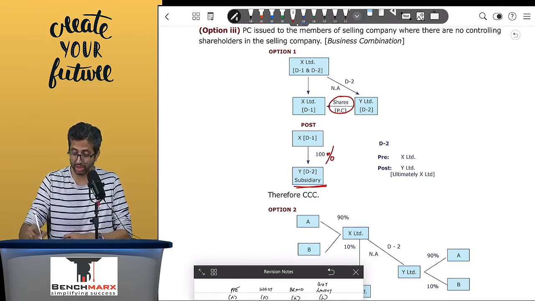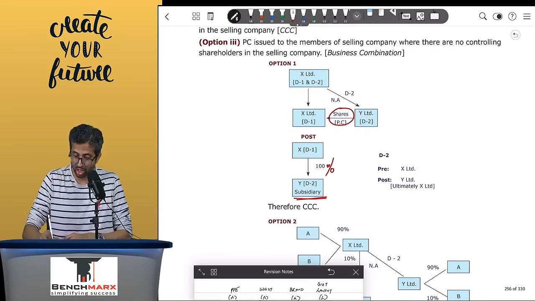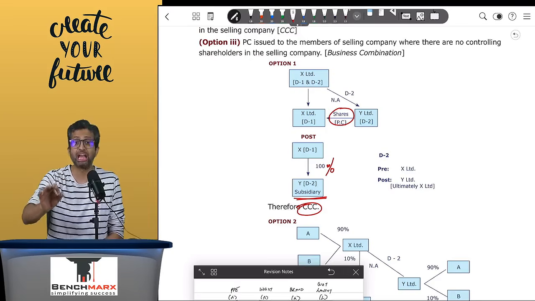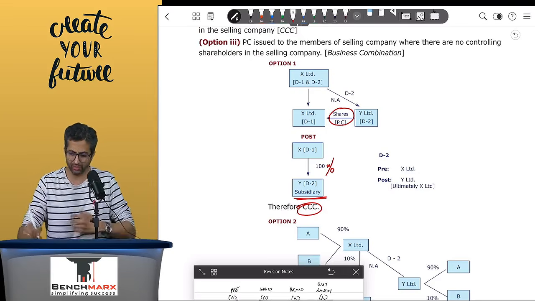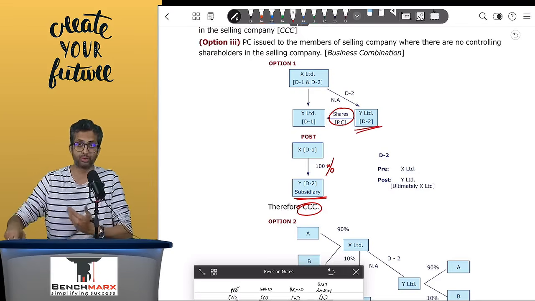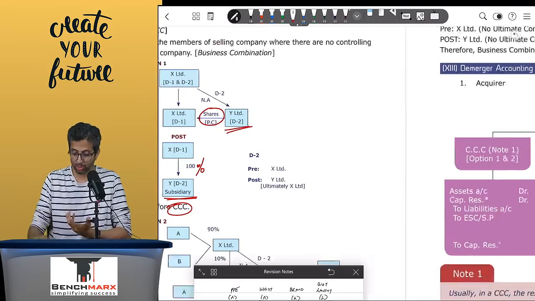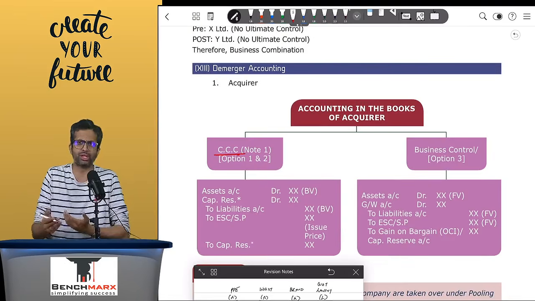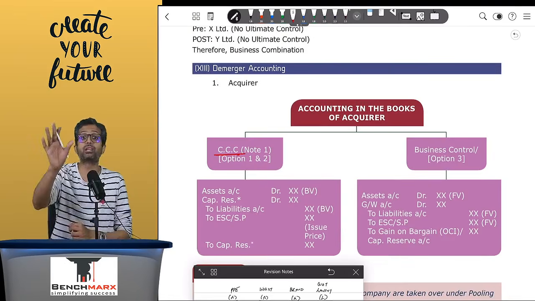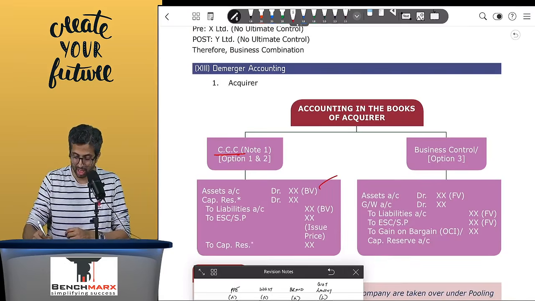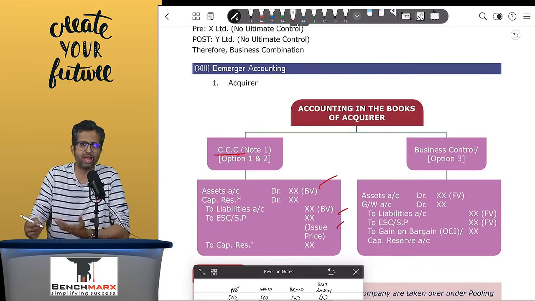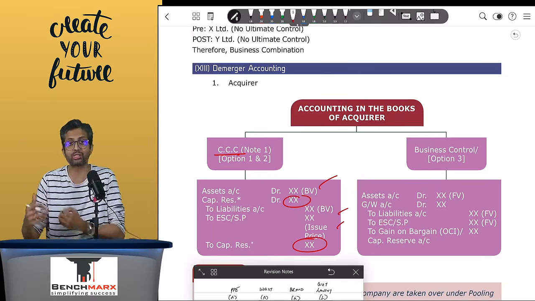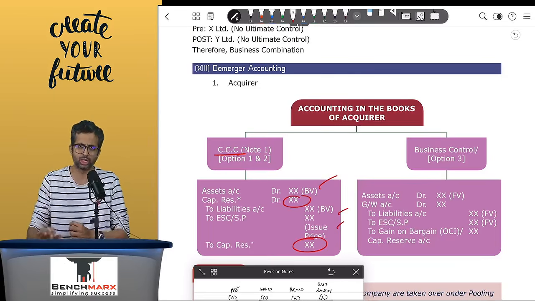So this will be treated as a triple C, a common control combination, in the books of Y Limited. So Y will take over assets and liabilities at book values. If I were to pass entries, and we will study that in some time, in the books of the acquirer, if it is a common control combination, Y would take over assets and liabilities at book value. So assets account debit, liabilities will be credit, shares will be issued, and the balancing figure, if any, will be the capital reserve. Will you take over the reserves? The answer is no, because X still continues, so reserves are not taken over.